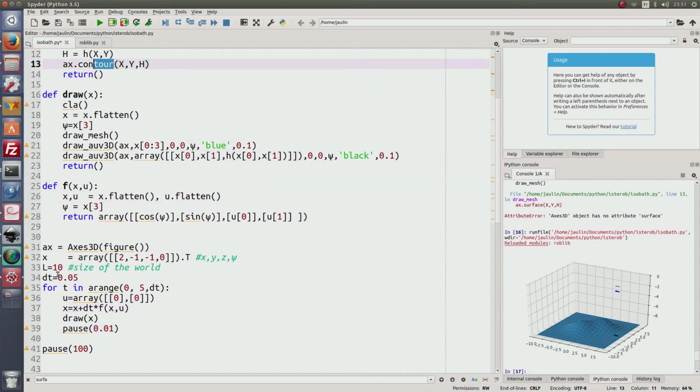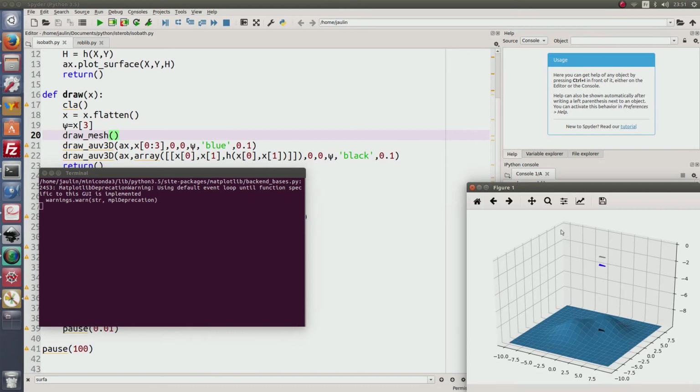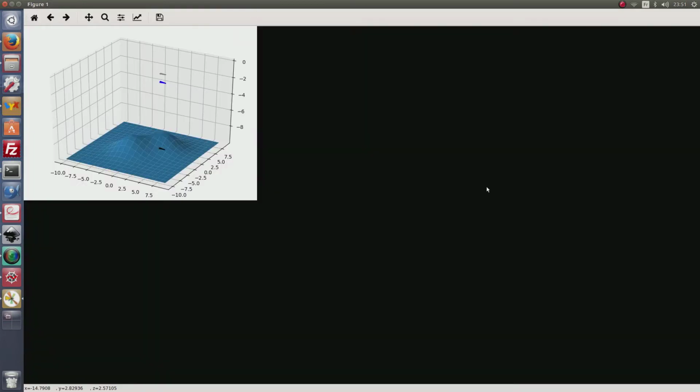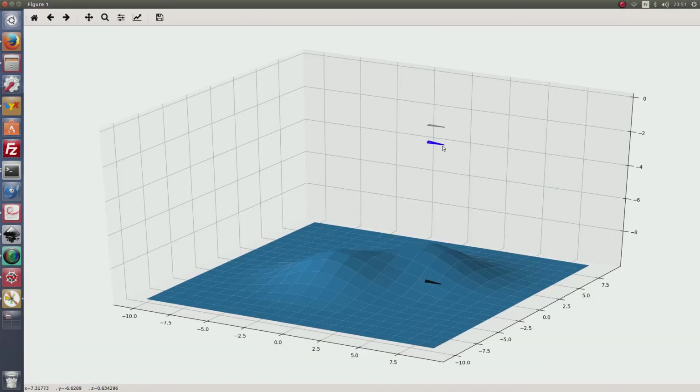Contour I will replace by plot surface, and I am able here to see the simulation. So of course u equal to 0, but we can see the AUV moving.